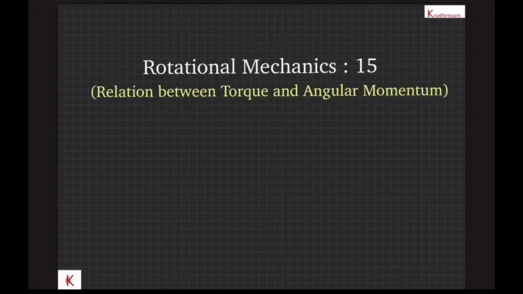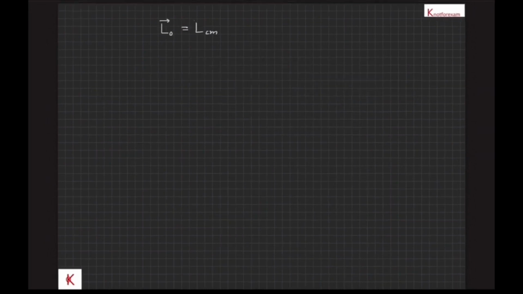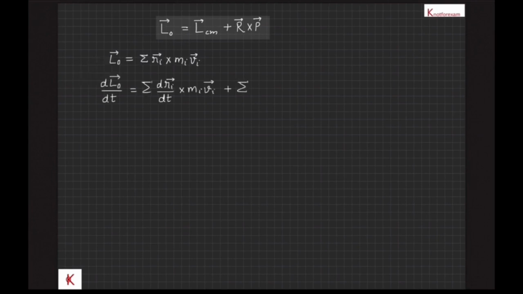And we are going to discuss the relation between torque and angular momentum. We already discussed that the angular momentum about a point O is given as LO vector is equal to LCM vector plus R vector cross P vector. Here LO vector is the net angular momentum of a system of particles about point O, that will be equal to sigma of Ri vector cross Mi into Vi vector. Therefore dLO vector by dt is equal to sigma dRi vector by dt cross Mi into Vi vector plus sigma Ri vector cross Mi into dVi vector by dt.